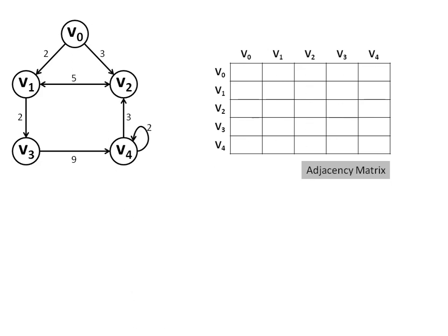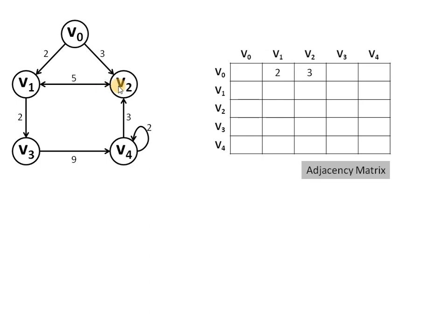And lastly, we have directed weighted graphs. So again, we have to put the weight values along with the directions. So V0, it is connected to V1 and V2 via weight values 2 and 3. So accordingly, we have to put in the row corresponding to vertex V0 and the column V1 and V2, 2 and 3. Next, we have vertex V1.